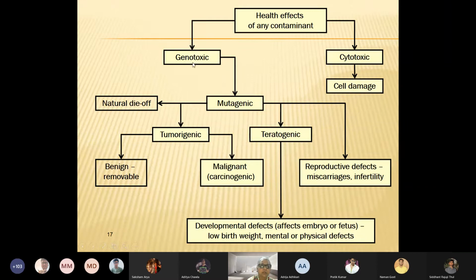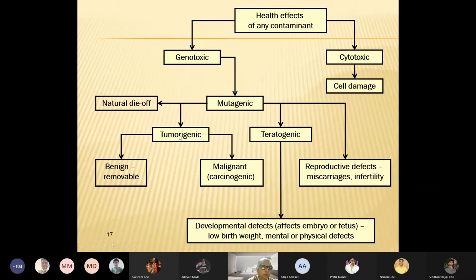Let's come back to genotoxic. So genotoxic, if there is damage to the DNA, that will result in mutations, and if that chemical is causing damage to the DNA, it's called mutagenic. Now, most mutations tend to die off. So let's say there are millions to billions of mutations happening on a daily basis. Most of them will die off because they are not able to survive. However, that rare mutation that does not die off naturally is going to result in a tumor.